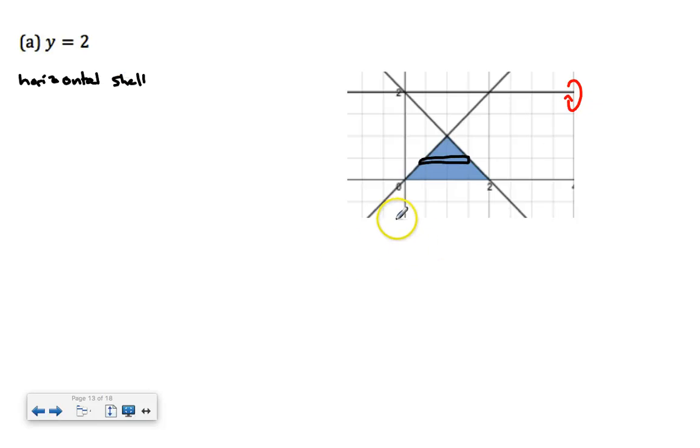I need to find the radius. Since this is a horizontal shell, the radius is going to equal the top line minus the bottom line. The top line is y equals 2, so it'll be the top value minus the bottom value. And then the bottom value is going to be this y distance for my radius. And so my radius in this is going to be 2 minus y.